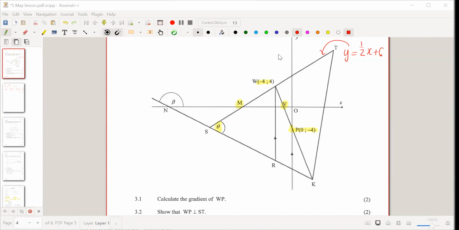Gradient of ST. Perfect, right, so everybody says the answer is half. Right, so we all agree that here the gradient equals half. So I know the gradient of ST and I know the gradient of WP. Don't you think we already have the machinery to check if the two lines are perpendicular?